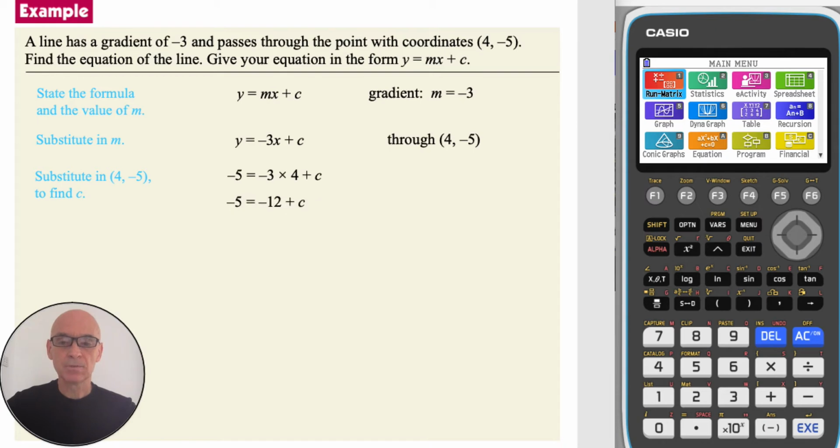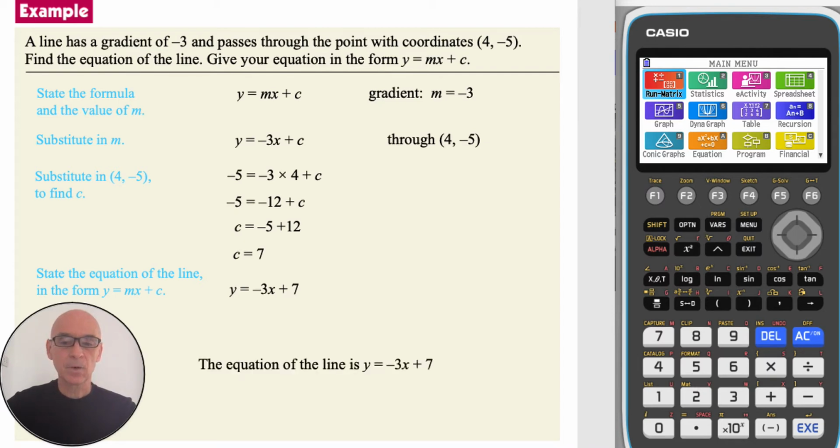Solving this equation gives c = 7. So now stating the equation of the line with a gradient m of -3 and a y-intercept c of 7, the equation of the line is y = -3x + 7.